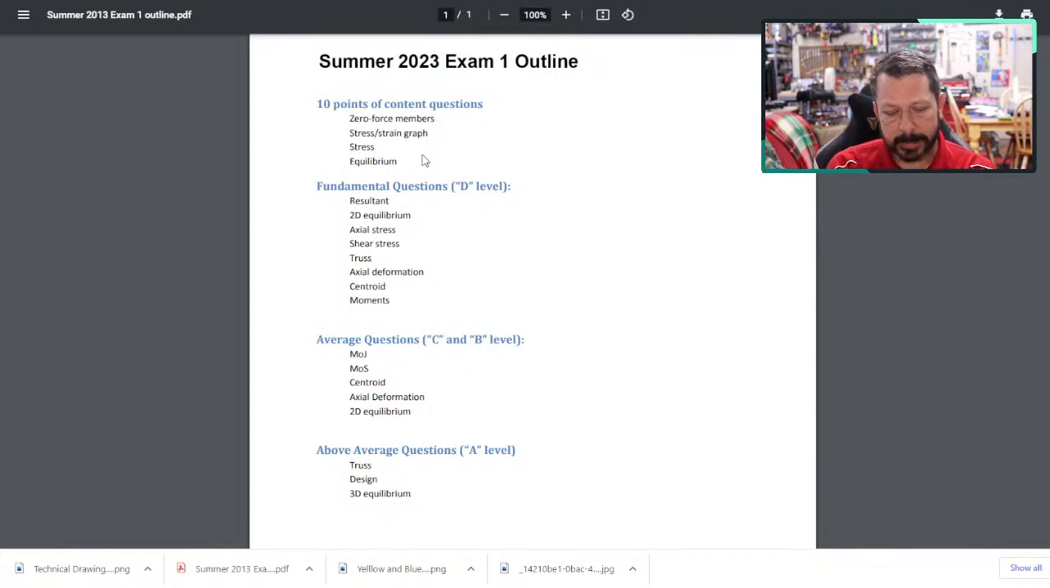And then there are the above average ones. There are 2 or 3 of those, in this category here. That's where I put the 3D equilibrium equation, or a design problem where maybe you're solving for the maximum force allowed, or maybe there's a truss in there. So there's maybe 10 or 15 points of these harder questions. They're multiple steps. You've got to draw a good free body diagram, that kind of thing. So go through this and make sure you can solve these types of problems.